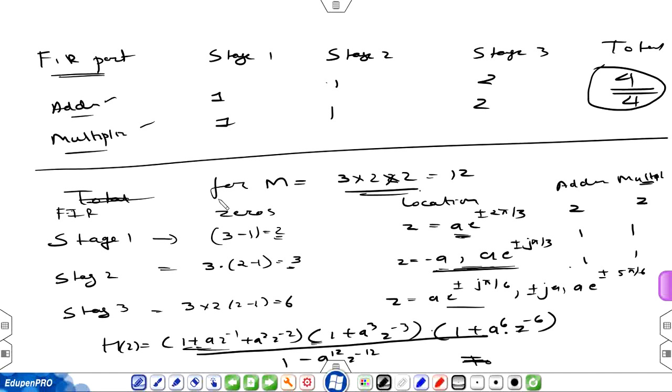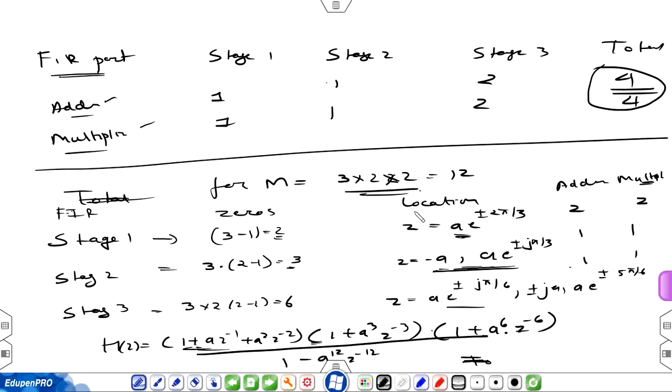Okay, let's take the third example, that is M equal to 3 into 2 into 2. That is also 12. Okay, so it will again have 3 stages. The first stage will have 3 minus 1, that is 2 zeros. The second stage will have 3 into 2 minus 1, that is 5 zeros. And stage 3 will have 3 into 2 into 2 minus 1, that is 11 zeros.